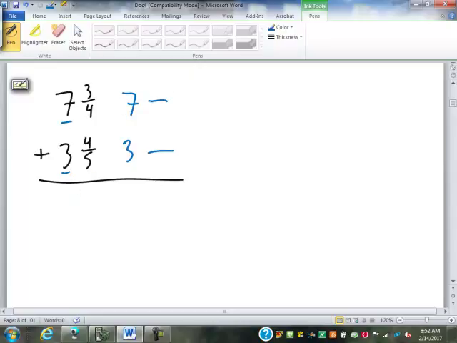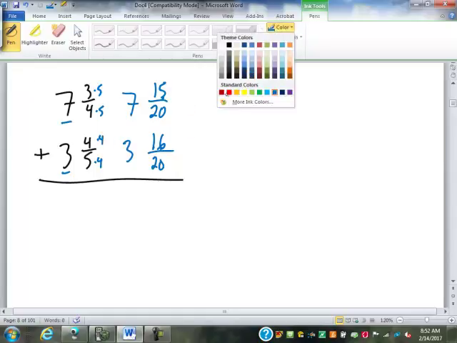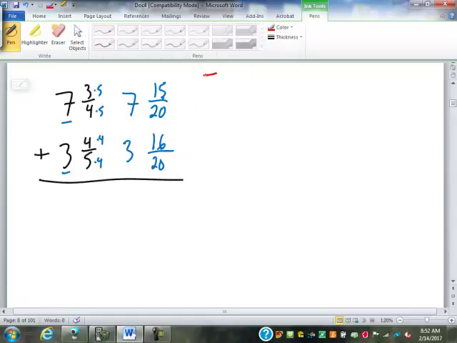4 and 5, common denominator is going to be 20. What's going to go here? 15, good. 4 times 5, so 3 times 5 is 15. What's going to go here? 16. 5 times 4 is 20, so 4 times 4 is 16. And we're adding, we're starting at the right, going back to the left. 15 plus 16 is 31, and we keep the same name of 20ths.